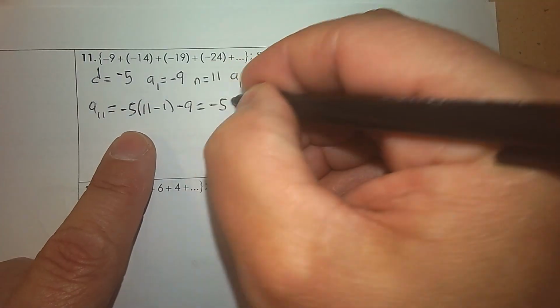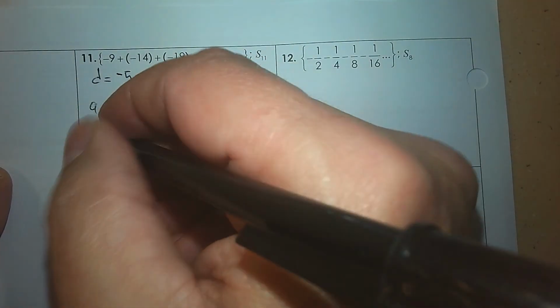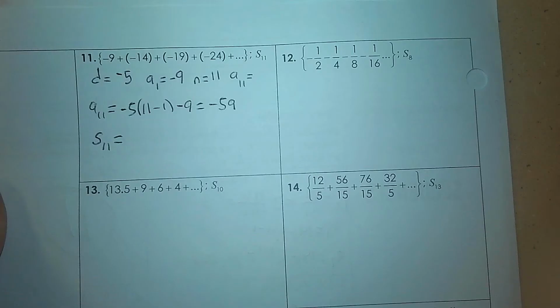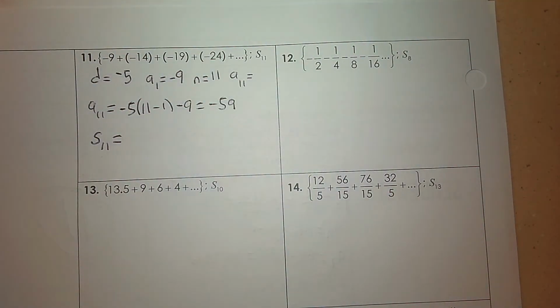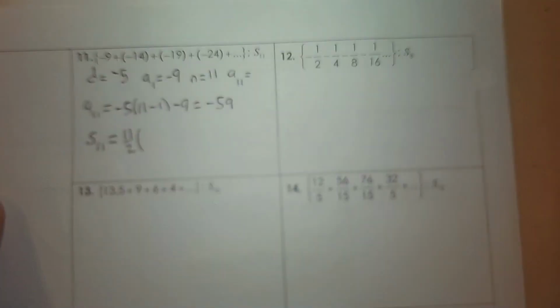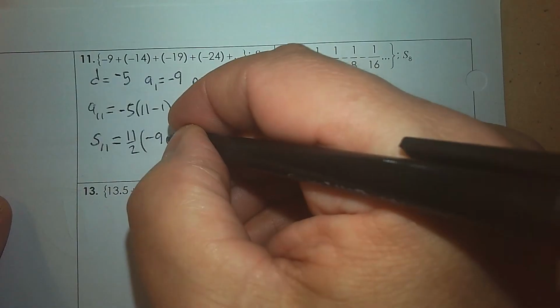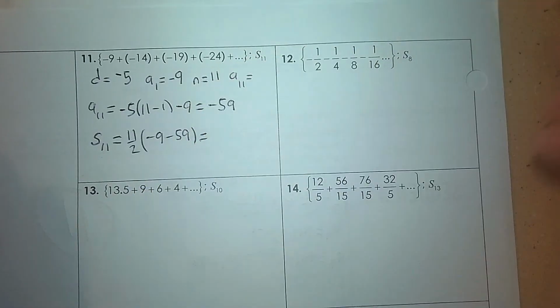All right. So now, Thomas, we're going to finish this off. I want to add the first 11 terms. So what's the formula? 11, yes? Parentheses, negative 9 minus 89. Perfect. All right. Tell me the answer. I'll be patient.